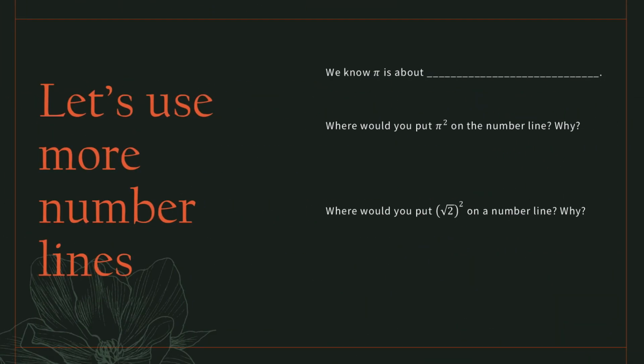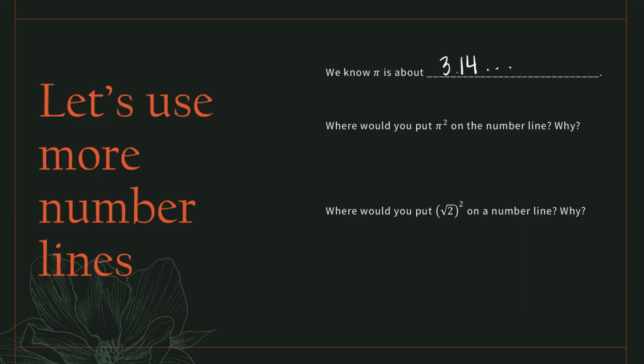So let's think about more number lines here. Let's use pi. Pi is an excellent number. It's one of my favorite numbers. I even have a channel named after it because I think Cherry is such a cool last name, and then Cherry Pie, of course. So we know that pi is about 3.14-ish, and you can keep going. So where would you put pi squared on the number line? Take a minute and think about that question. Where would you put pi squared, and then where would you put the square root of 2 squared on a number line?